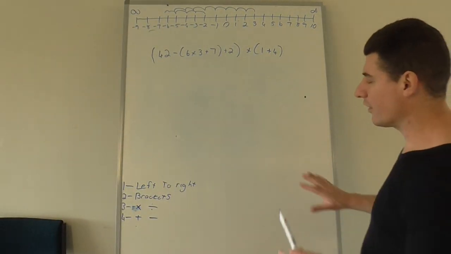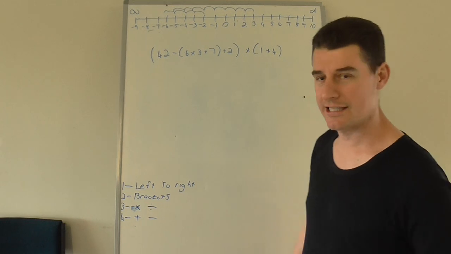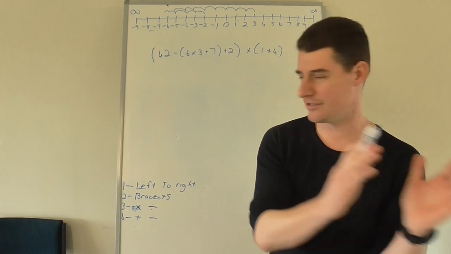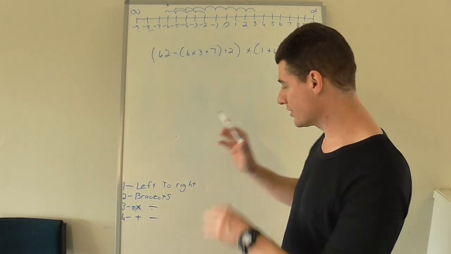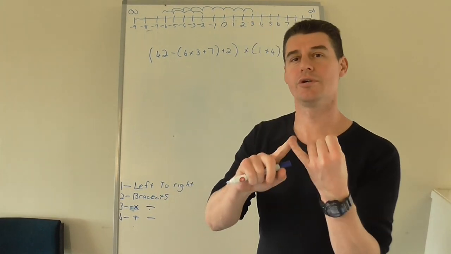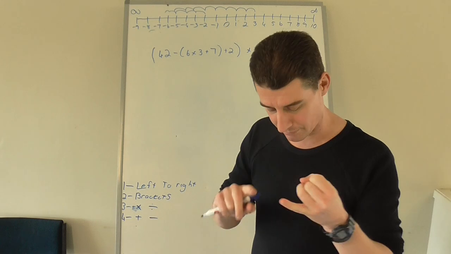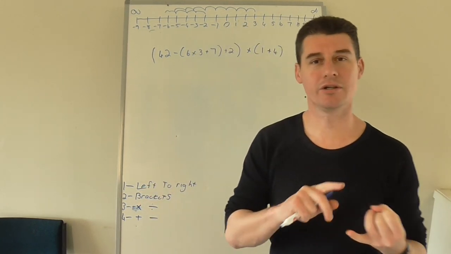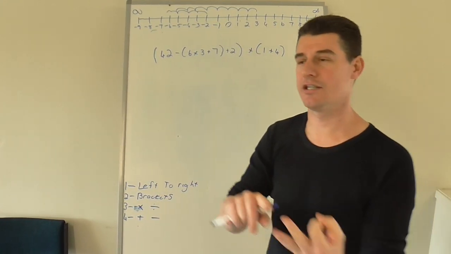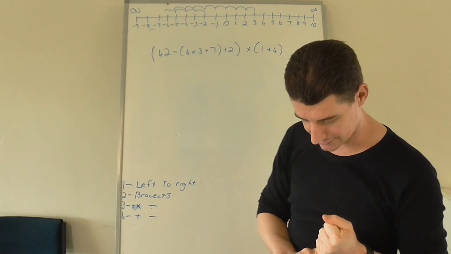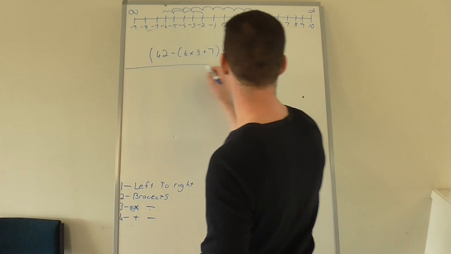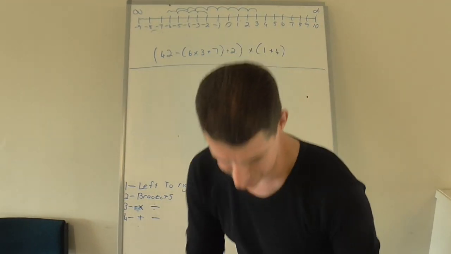So if you follow these simple rules, let's look at it again. Number one, work left to right. I'm going to do some examples now to explain how to do it. Number two, you do your brackets first. You always do your brackets first. Three, you do your multiplication and your divisions. And four, lastly, you do your adding and your subtracting. Before I do this one, I'm not going to do it now. I'll do that one last.